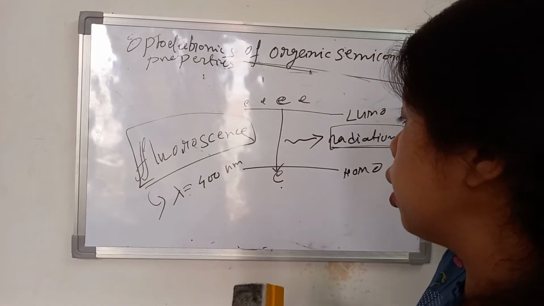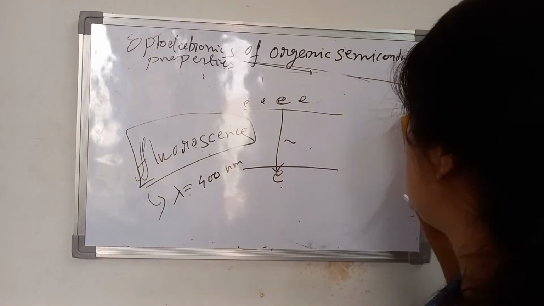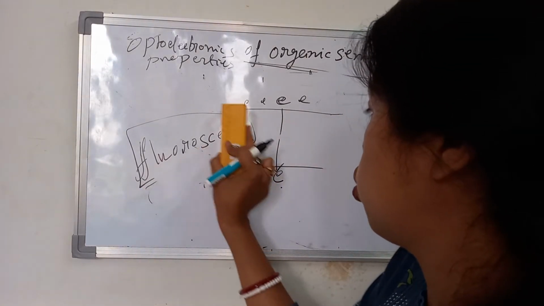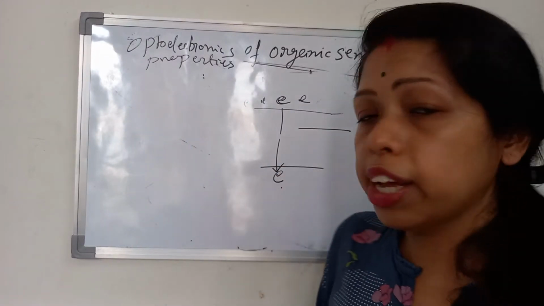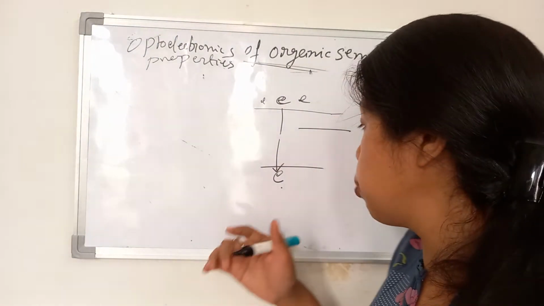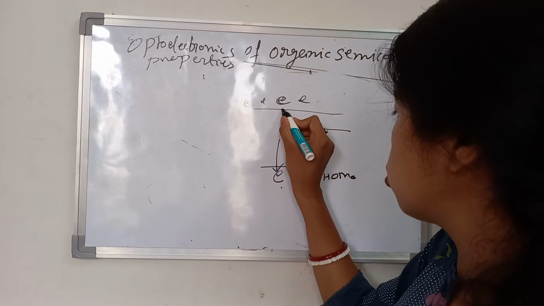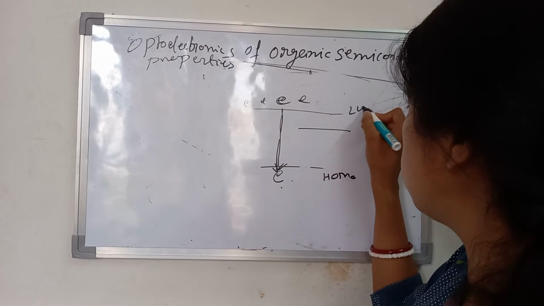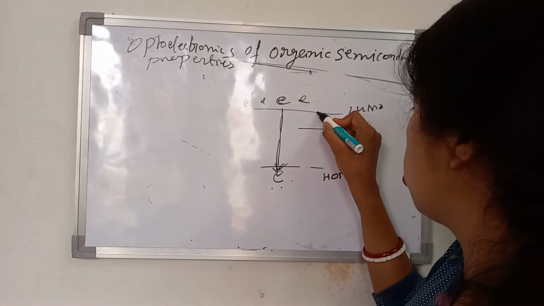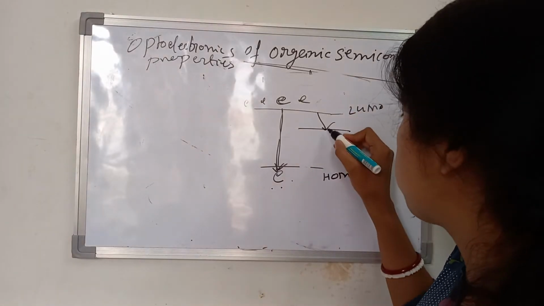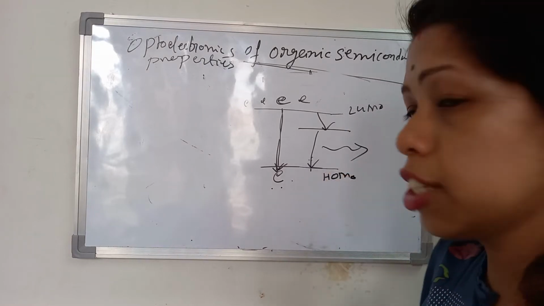Now in case of the triplet exciton, what will happen? How will the radiation process take place in case of the triplet exciton? In case of the triplet exciton, the transition is from another energy level to the ground state or HOMO level. In case of the singlet, there is a direct transition from LUMO to HOMO. But in case of the triplet, first the electron will fall down from LUMO to one intersystem level, and from this intersystem level to the HOMO level. Then radiation will take place.